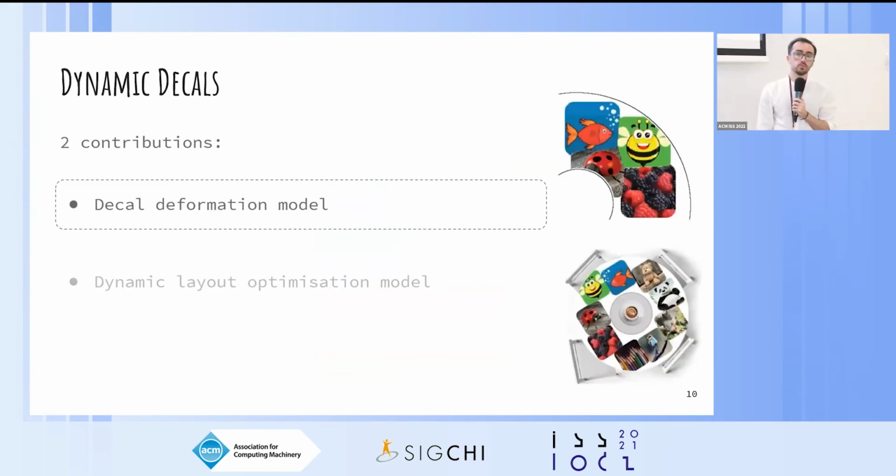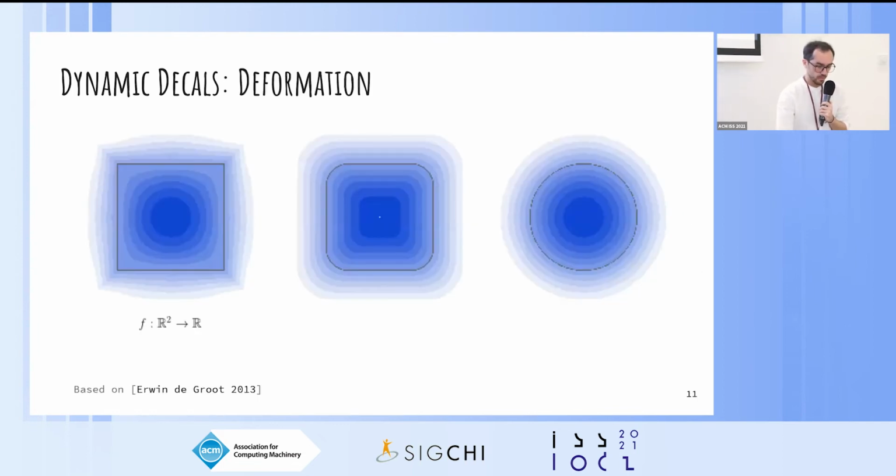To tackle the problem, we propose a novel solution based on two contributions: the design and implementation of graphical deformation of dynamic decals, and the design and implementation of a constraint-based approach to optimize the layout of decals. First, I will present the decal deformation model to preserve content when two decals collide. In order to deform decals, we represented them as field functions. We implemented square decals, square with rounded corners, and circular.